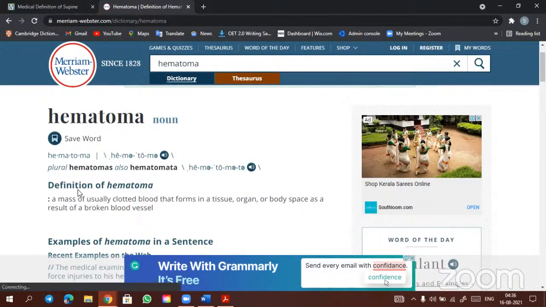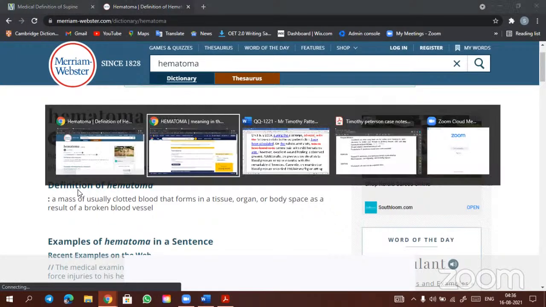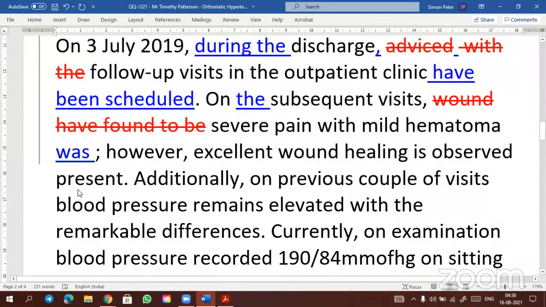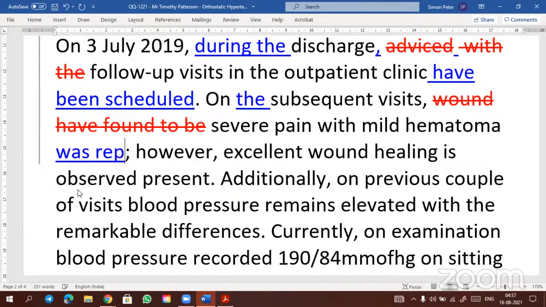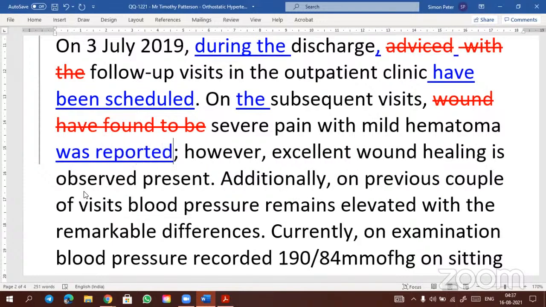And what is the rate? 8/10. Means severe. Fine. So you have written severe pain. Very good. Severe pain with mild hematoma was reported. So he told you during the visit. Was reported. He told you that it's painful. You don't feel it. He told you. Or you observe it. What do you observe? You cannot see. You don't observe that. So only he can tell. Reported or mentioned.